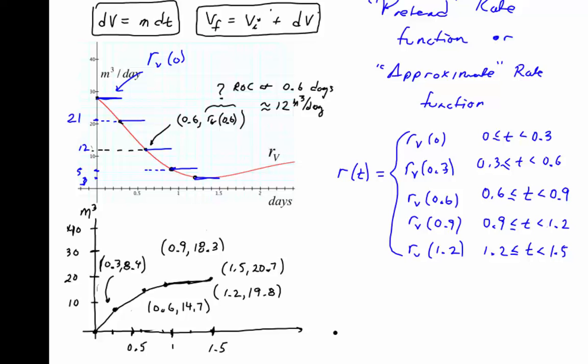Given a rate function, we want to build the accumulation function. We can only do that with constant rates. So we build a pretend rate function, or a constant, or approximate rate function. That's the blue one. It's pretending to be like the red one, but it's made up of constant rates. And with constant rates, we can do the math and get changes in volume and get actual amounts of volume expelled into the ocean.